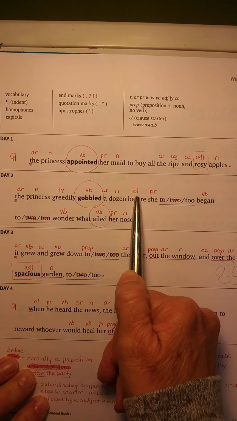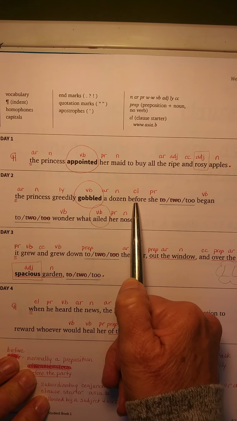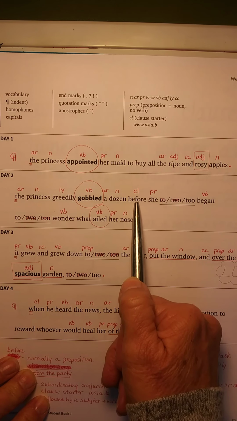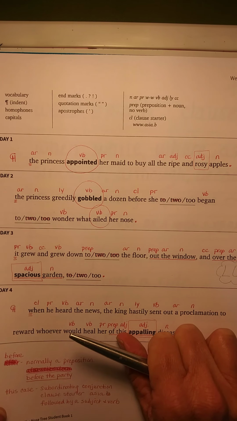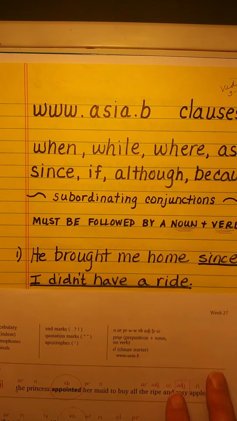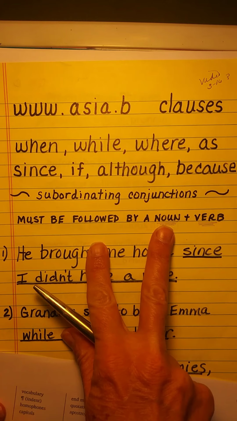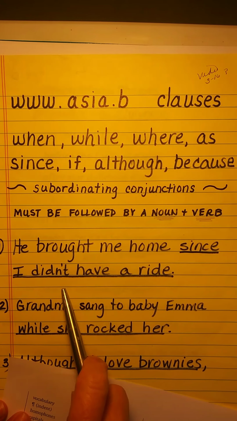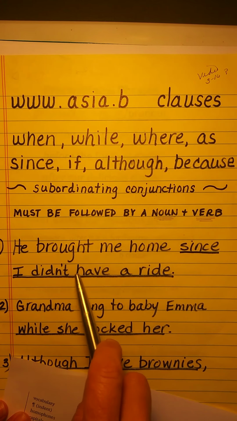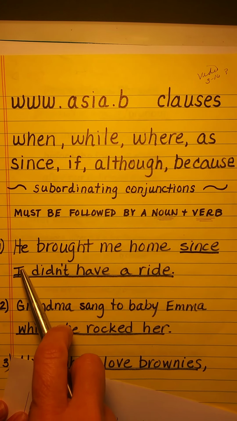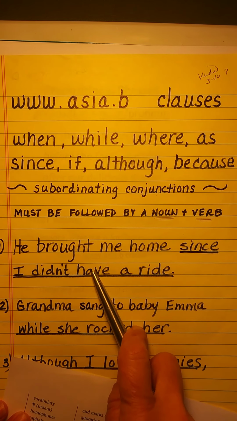Before is a clause. And I want to stop here and talk about this for a minute because, you know, because you've memorized your list, that before is a preposition, right? So why are we calling it a clausal opener here? Okay, the reason is, and I want to just remind you of what clauses are. When we talked about this before, clauses have to be followed by a noun and a verb, okay? Since I didn't have a ride, I is the noun, didn't have is the verb, okay?